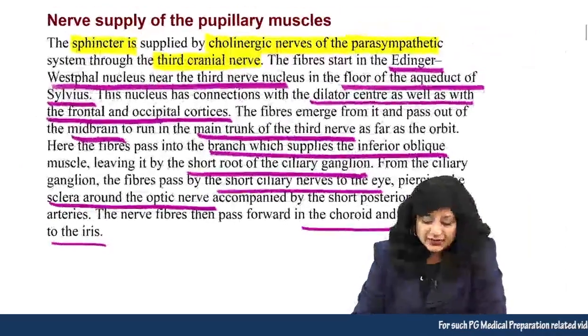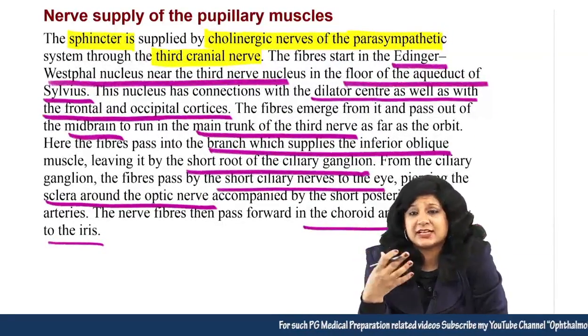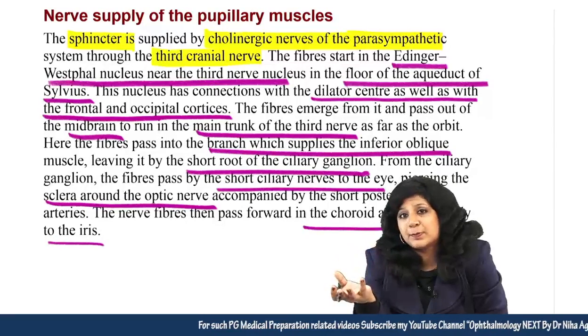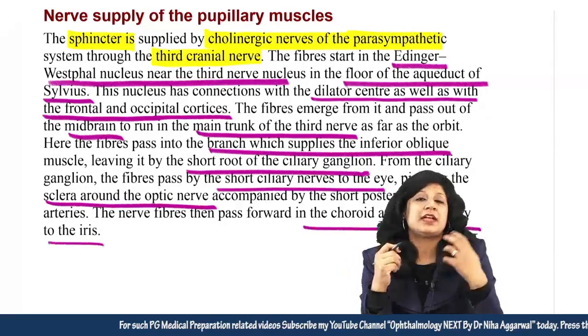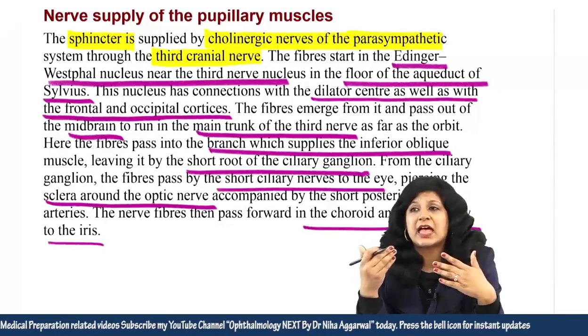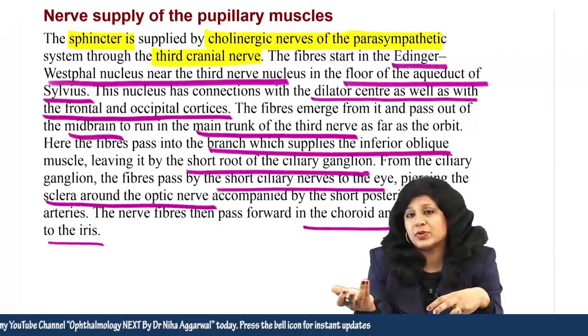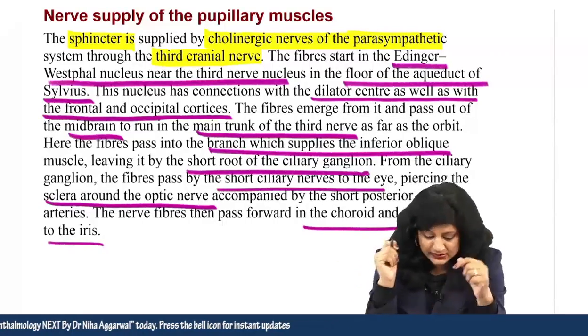So how this whole nerve stimulation takes place, how it is ultimately going to the pupillary muscles, how we have the two systems working together, the sympathetic and the parasympathetic, and here they have explained the parasympathetic, ultimately how the innervation is going up to the sphincter of the iris.